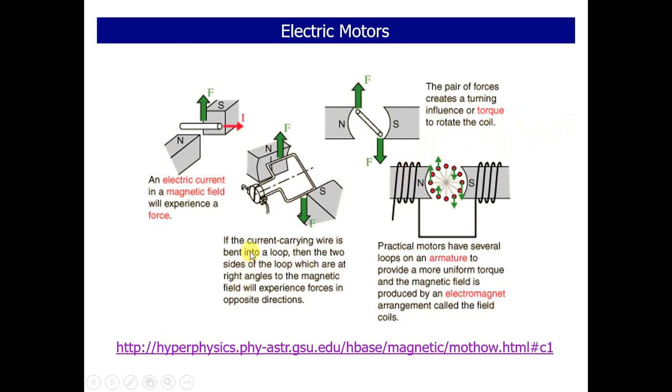Now see, if the current carrying wire is bent into a loop, then the two sides of the loop that are at right angles to the magnetic field will experience forces in opposite directions. See, this is making forces in opposite directions. Practical motors have several loops and armatures to provide a more uniform torque, and the magnetic field is produced by an electromagnet arrangement called the field coil. This is called the field coils.